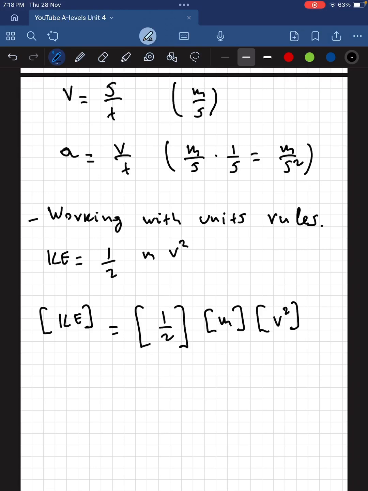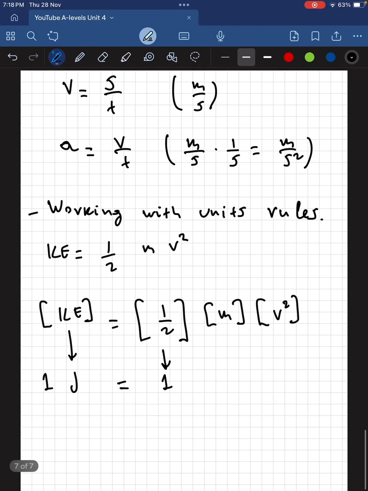So for example, the bracket around kinetic energy means the units for kinetic energy, which is joules. This means the units for 1/2, which is 1, because this is a constant and constants don't have units. It's just a number. It's dimensionless, as we say. Mass has units of kilograms. Velocity has units of meters per second. So if we square it, we get meters squared per second squared.